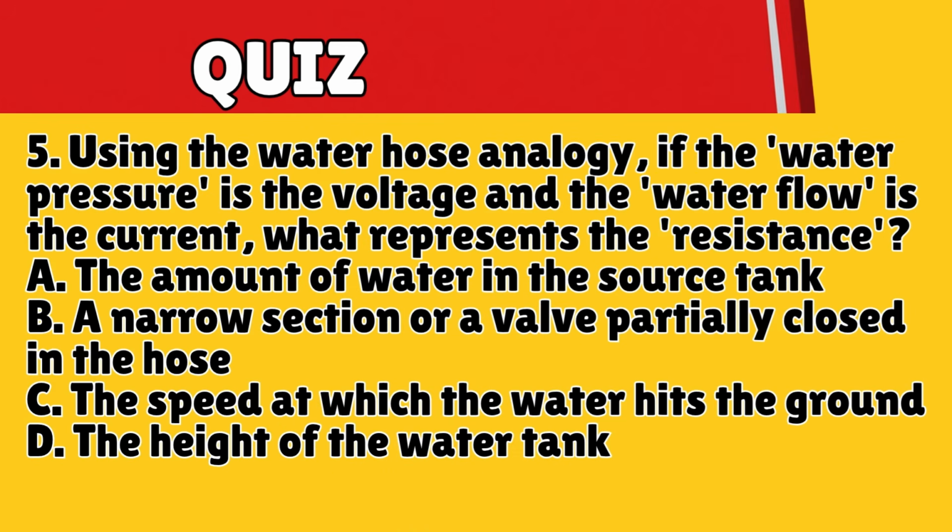Number 5. Using the water hose analogy, if the water pressure is the voltage and the water flow is the current, what represents the resistance? A. The amount of water in the source tank. B. A narrow section or a valve partially closed in the hose. C. The speed at which the water hits the ground. Or D. The height of the water tank.